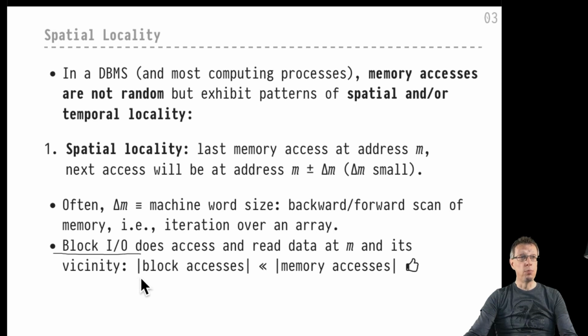So the number of block accesses that we will see in such a system is probably much lower than the number of memory accesses that our system will perform. And that's a good thing, because these are so damn expensive. Okay, so spatial locality will help us to save on the number of block accesses when we do block I/O.